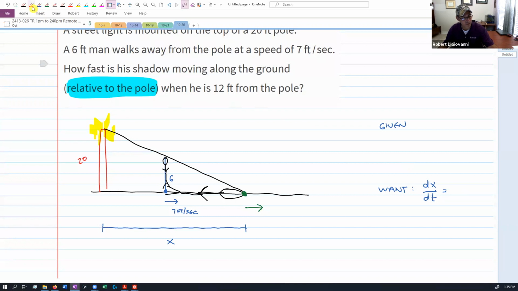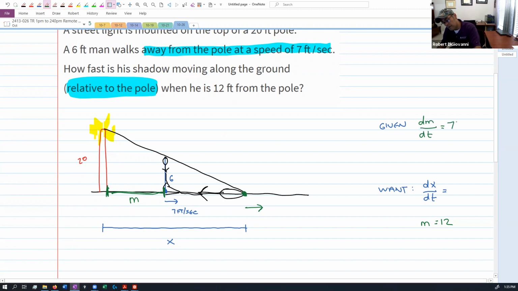Well, I haven't labeled his distance. So let's do the distance from here to here. I'll call it M for man. That's his distance from the pole. So M equals 12 is when I'm interested. I'm given how fast he's walking. He walks away from the pole at a certain speed. That's how fast this point's moving, which is also how fast M is growing. So that's dm dt.